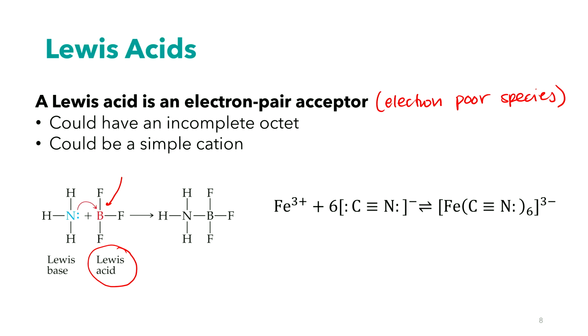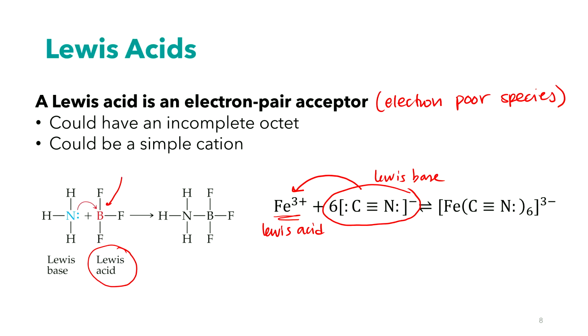Another one might be a simple cation. A cation is certainly short on electron density. It's fully positively charged. So when I see Fe3+, and I've got these CN minuses, those are going to be donating electron density or electrons to Fe3+. So I'd call this my Lewis acid, and this is my Lewis base. Again, notice that we are now not talking about protons whatsoever. This is just very broad chemistry.